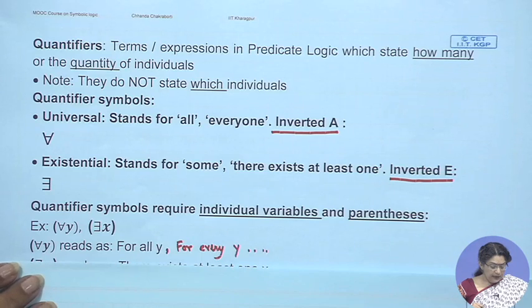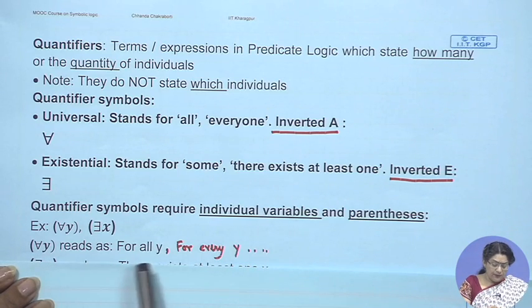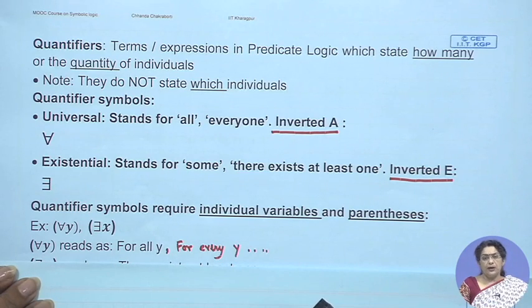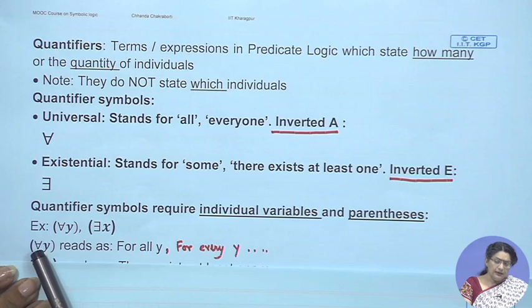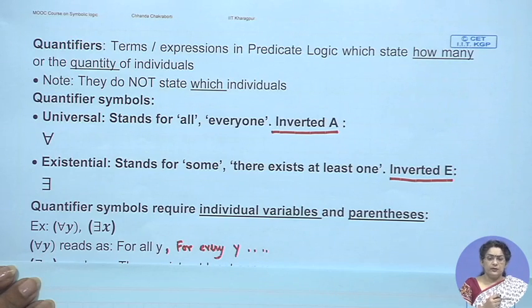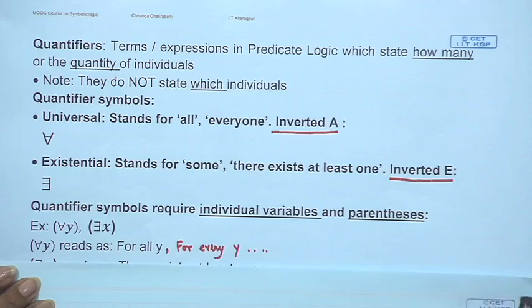Now, this, for example, will read as "for all y" or "for every y," and so on. You can put x here also, no problem about that. All I am saying is that the quantifier expression must contain an individual variable, and that individual variable could be x, y, z, any of your choice, but the reading is "for all y" or "for every y, such that." We will show you what comes after the quantifier.